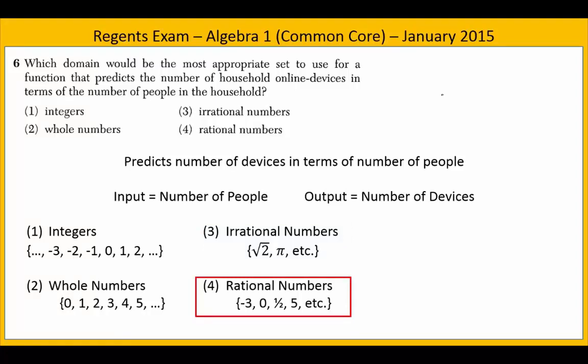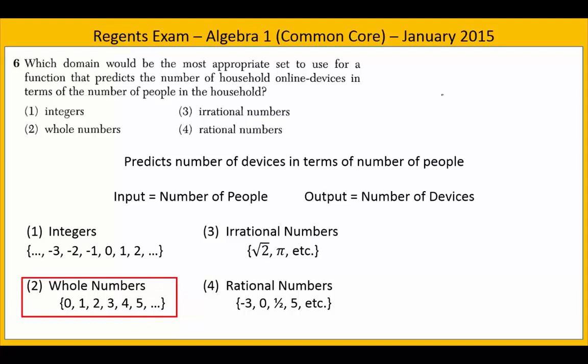Some rational numbers would make sense. 0 people, 5 people, that makes sense. But rational numbers also includes negatives and fractions. -3, 1/2, and it doesn't make sense to have -3 people or 1/2 of a person, and so choice 4 does not seem like a logical domain. Of these choices, the whole number seems like the best choice, and so choice 2 is our answer.